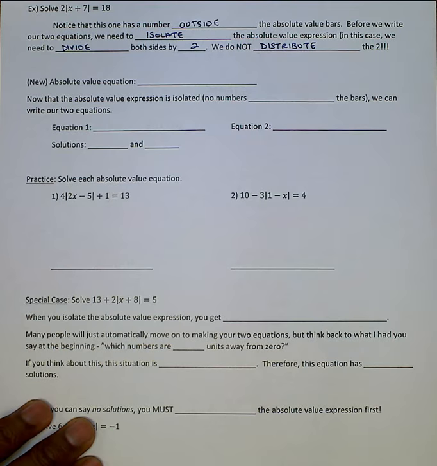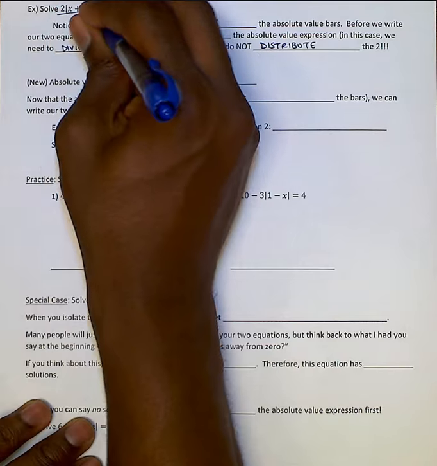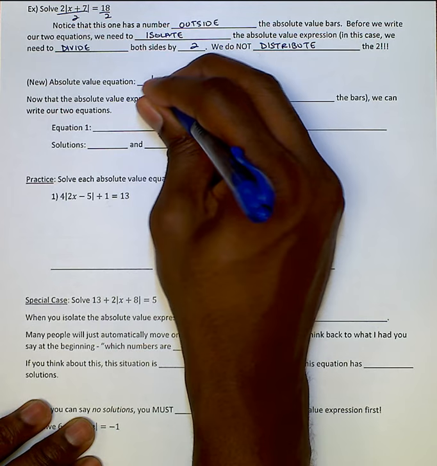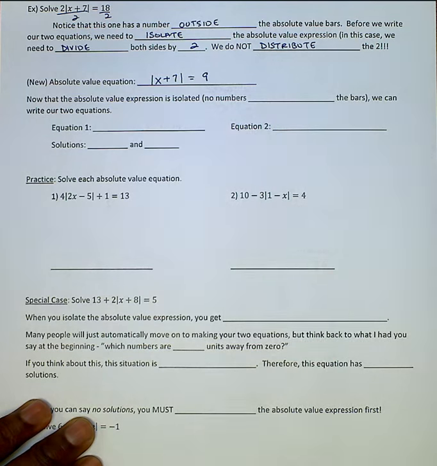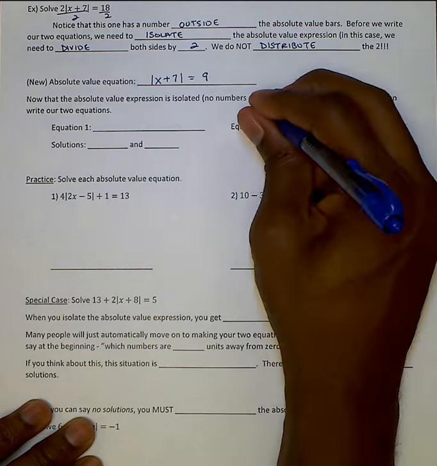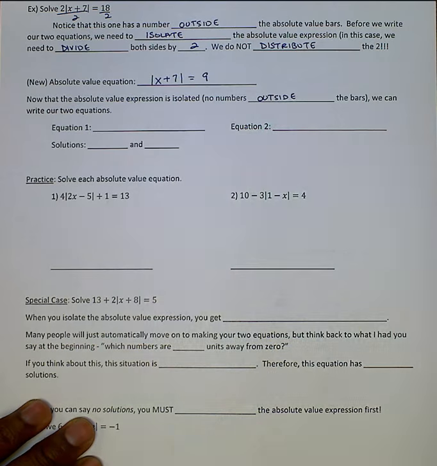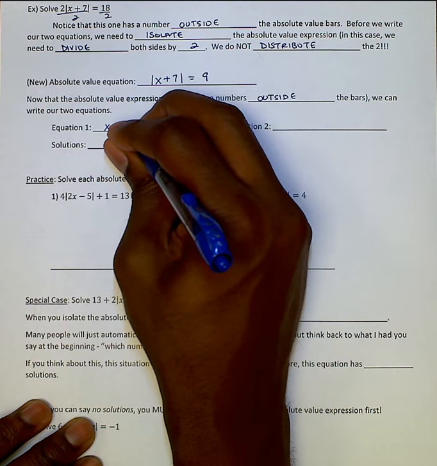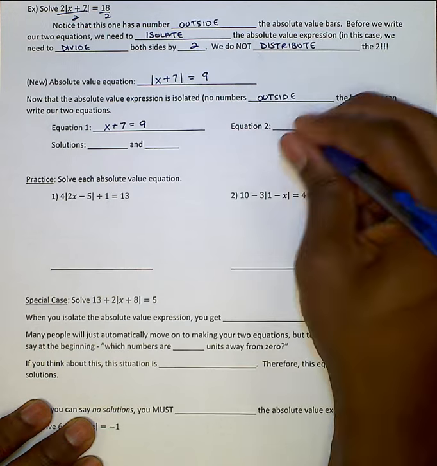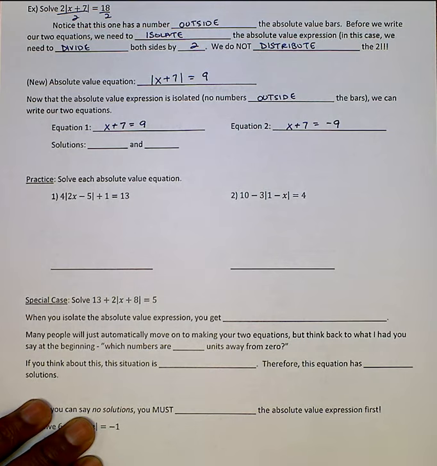When we divide both sides by 2, we will have the absolute value of x plus 7 equals 9. Now that the absolute value expression is isolated, it means no numbers outside the bars, we can write our two equations. Our first one: x plus 7, the numbers inside could be 9, or the numbers inside could be the opposite of 9, negative 9. And then we solve both of those problems.